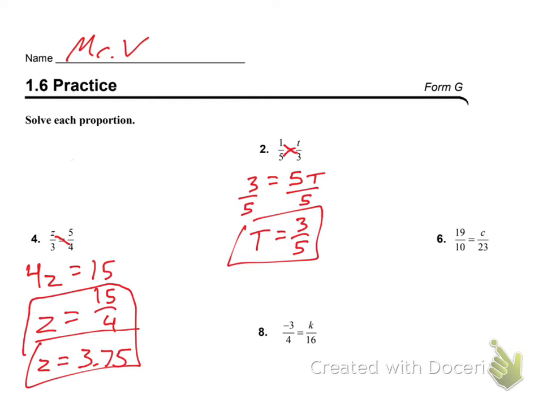All right, 19 times 23 is equal to 437. It's equal to, and then 10 times c is 10c. So I divide each side by 10, and I get c is equal to 43.7.